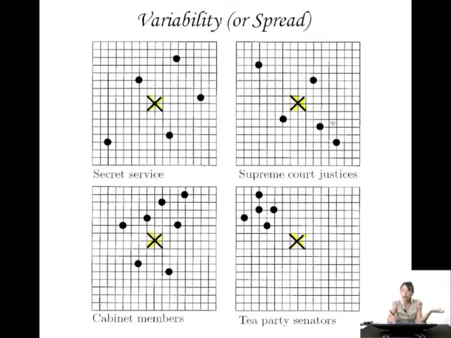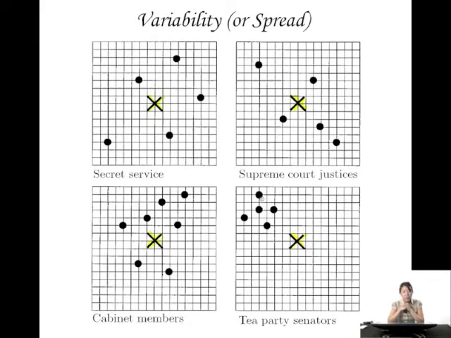Here we see the Supreme Court justices, and they're sort of scattered around him, spread out around him. Here are his cabinet members that he's appointed, and so they're sort of scattered around him. And here are the Tea Party senators. Let's just say that there are senators that don't really like the president as much, and so they seem to be huddled over here. Now, which of these groups of people is most spread out from the president? Which of these groups is closest in? Who's closest to the president?